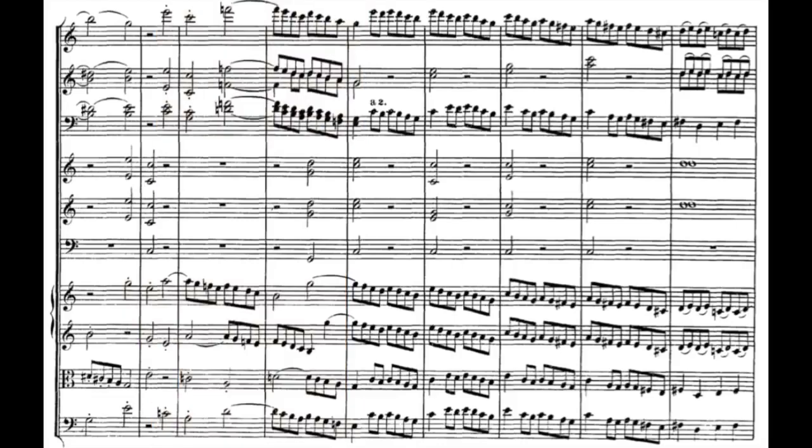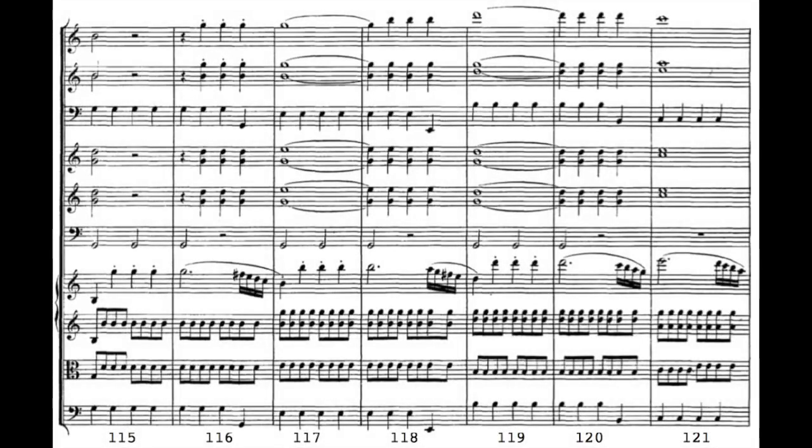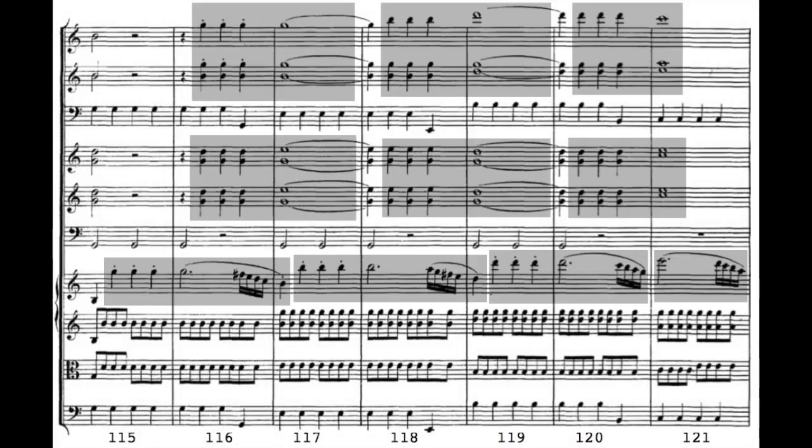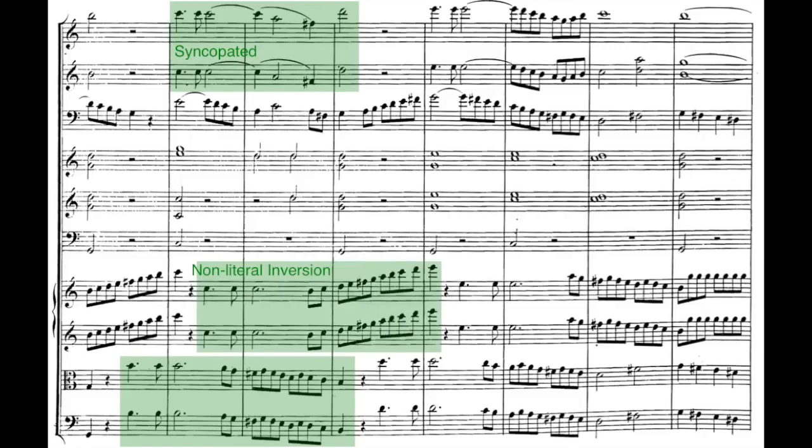The orchestra now plays fragments of theme number 4. This is followed by a passage featuring the recurring motif that was highlighted in gray, and another 3-part stretto including variants of theme number 2, including the original theme played by the violas and cellos, a syncopated version in the flutes and oboes, and a non-literal inversion of the theme played by the violins.